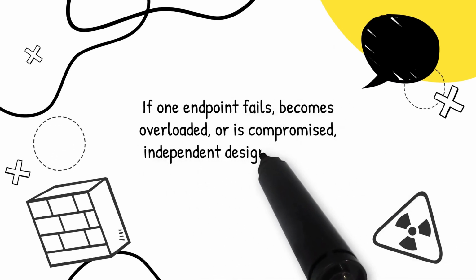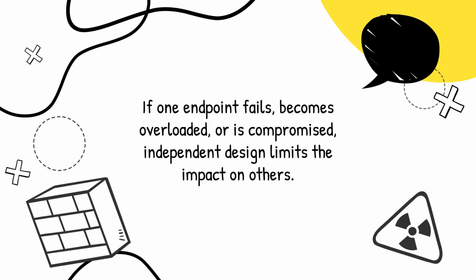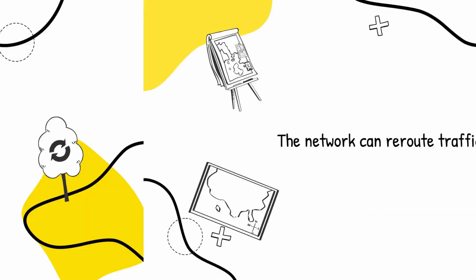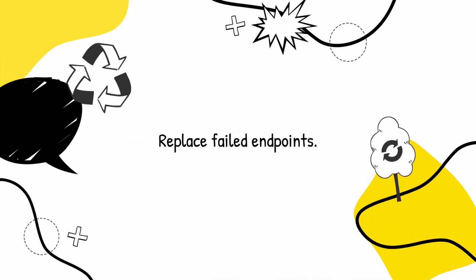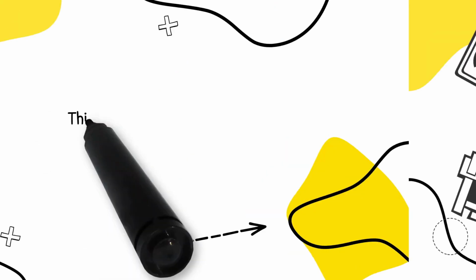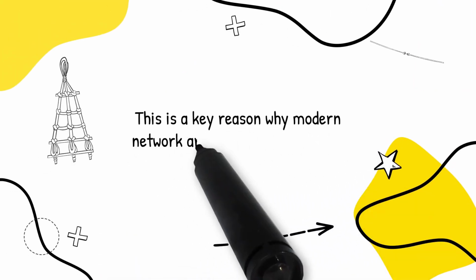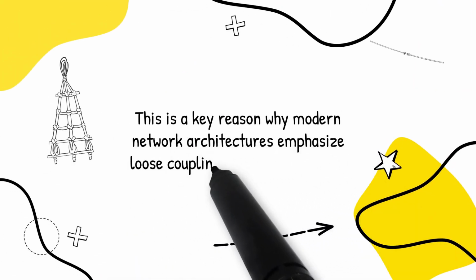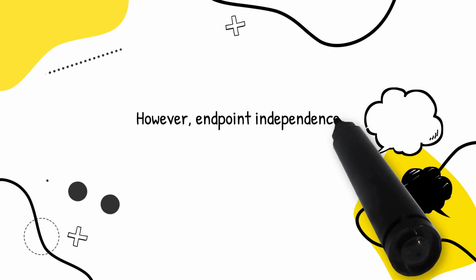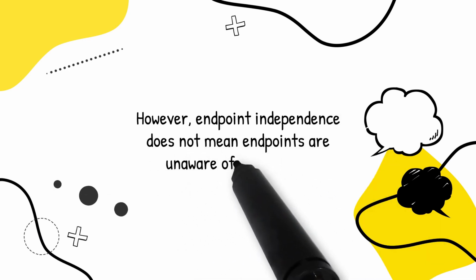Endpoint independence also reduces failure propagation. If one endpoint fails, becomes overloaded, or is compromised, independent design limits the impact on others. The network can reroute traffic, replace failed endpoints, or isolate problematic ones. This is a key reason why modern network architectures emphasize loose coupling between endpoints.